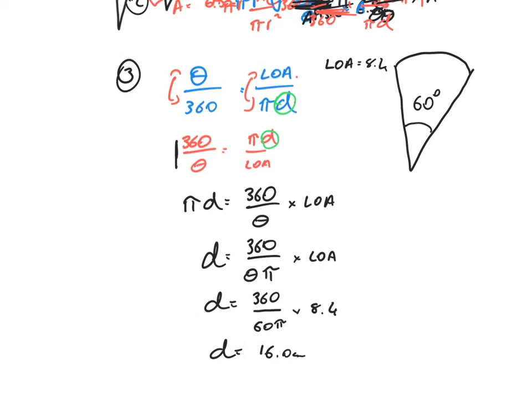Now, before I rest on that, it's important to think about what I'm looking for, which is the radius, not the diameter. So if the diameter is 16, to get the radius, that's easy. Just divide that by 2, since the radius is half the diameter. 16.0 divided by 2, 8.0 centimetres. Final answer.